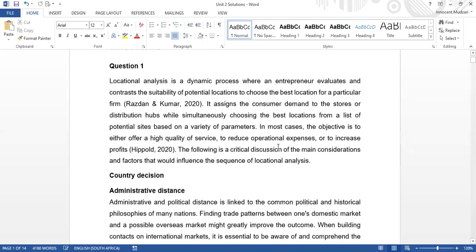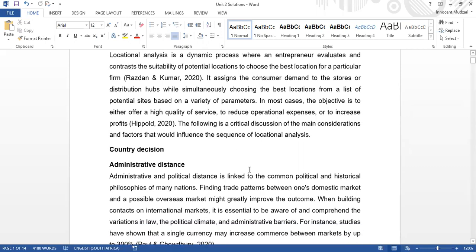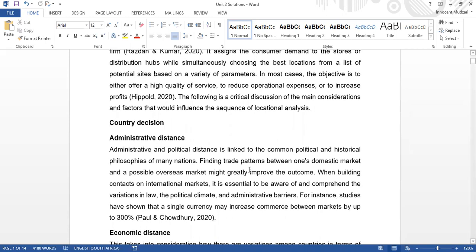So this is my introduction here. I wrote all the questions in full so that when you want the document, when you want to go through it, I can give it to you. The question says you have country decisions. When I'm looking at the country decisions, which is the first part of your question, we need to look at the first point here. We can talk about administrative distance. That is the administrative differences between the 2 countries: the country where the business is based, or the home country, and where it wants to open businesses. So we need to look at the administrative distance, which is the administrative difference between those 2 countries. That's the first point that you can write under country decisions.